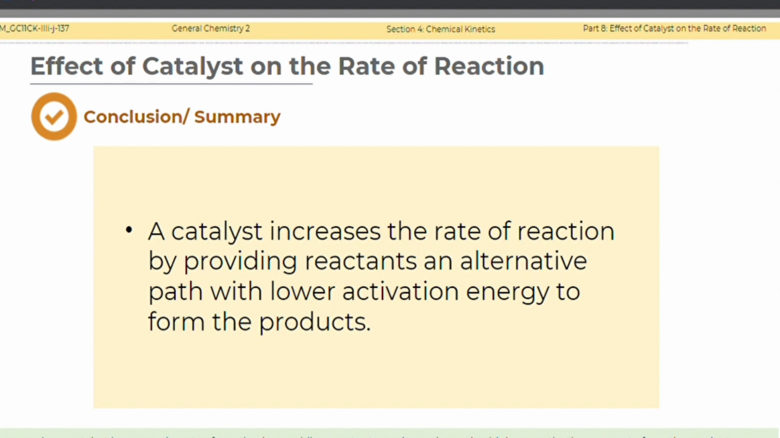To summarize, a catalyst increases the rate of reaction by providing reactions an alternative path with lower activation energy to form the products.